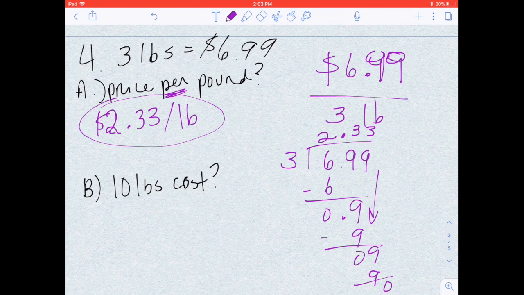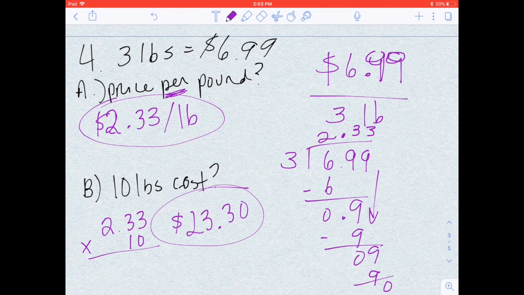So then, how much would 10 pounds cost? Well, I'm going to multiply that rate by 10. And that's going to give me $23.30 for 10 pounds of pistachios.